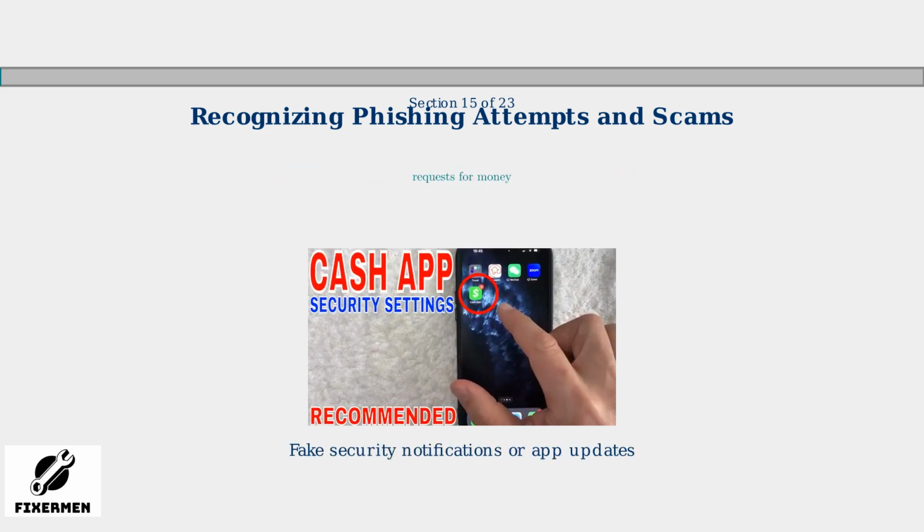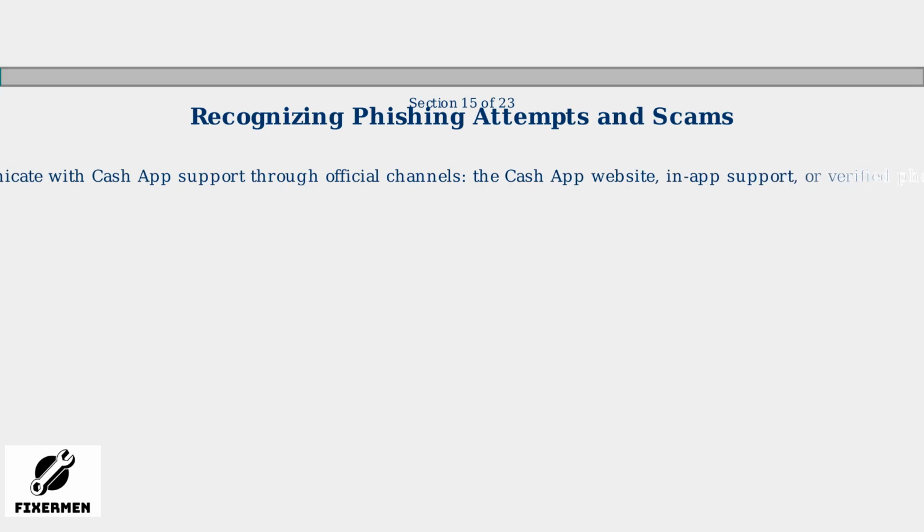Scammers might also send fake notifications through texts or apps, claiming your account needs immediate attention. Always verify through the official Cash App. The most important rule is to only communicate with Cash App support through official channels. Use the Cash App website, the in-app support feature, or verified phone numbers from Cash App's official site.